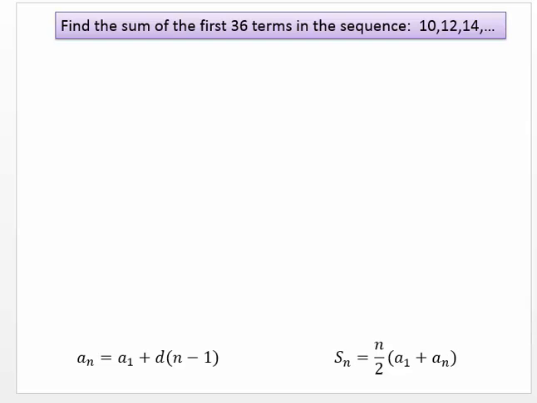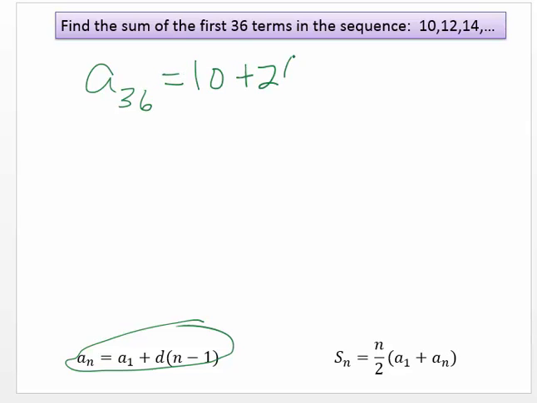Okay, let's find the first 36 terms in the sequence 10, 12, 14, etc. Well, it's definitely an arithmetic sequence, so we're going to use this formula first to find the 36th term. So a sub 36 is going to be 10 plus 2 times (36 minus 1). And when we work that out, we get 80. So we know that our 36th term is 80.